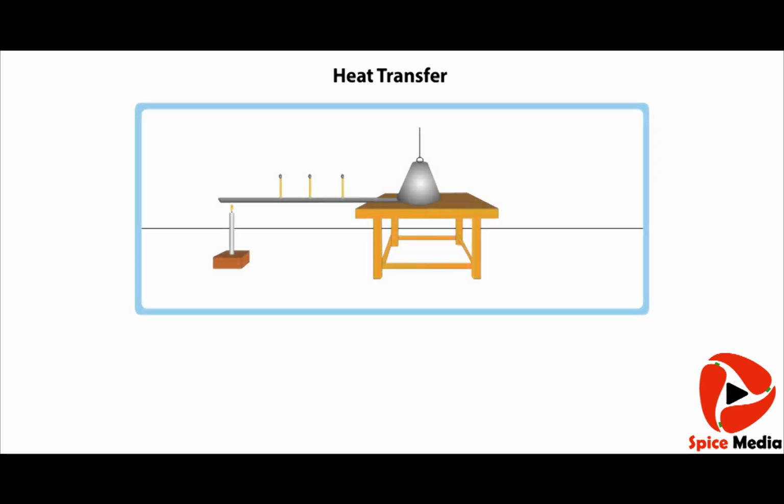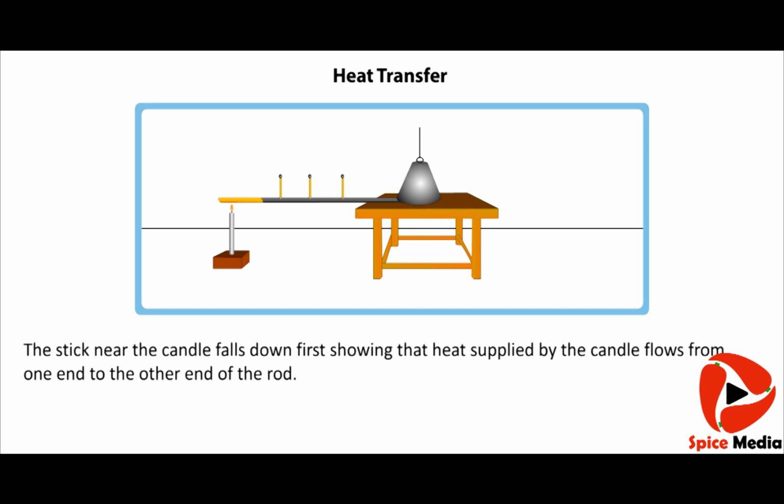Take a straight aluminium rod. Fix some matchsticks on the rod with wax. Fix one end of the rod on a table. Now, heat the other end of the rod using a candle. The stick near the candle falls first, followed by the next nearest stick, and so on. It shows that heat supplied by the candle flows from one end to the other end of the rod by conduction. Click the animation button to learn more about conduction.